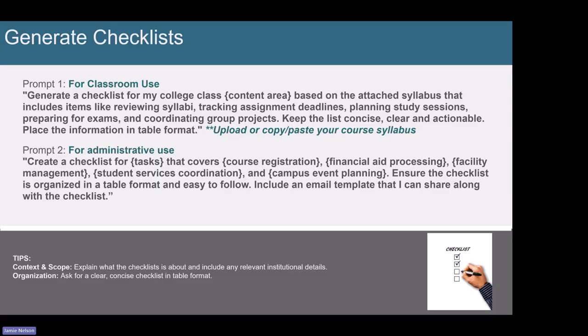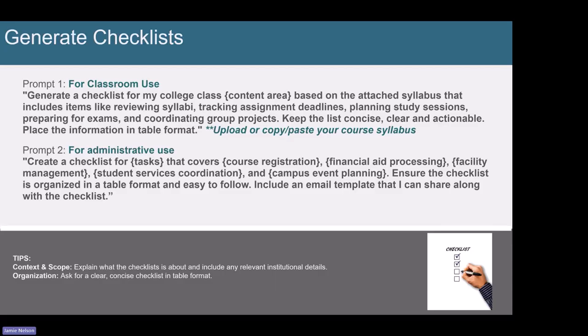So what you see in the brackets here, I'm just making different suggestions of what you can plug in. So it could be a checklist for tasks that cover course registration or financial aid processing or facilities management or student services coordination or campus event planning. I want to ensure that the checklist is in an organized table format and easy to follow. Also include an email template that I can share along with the checklist.